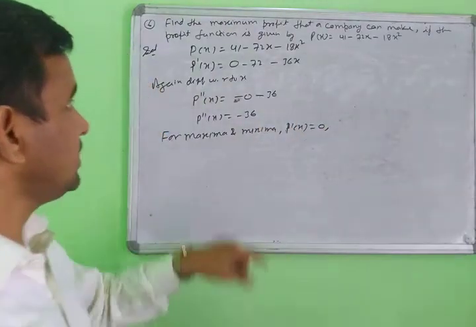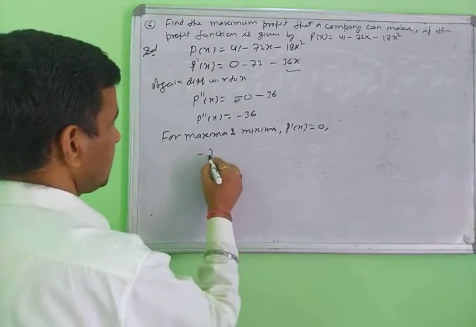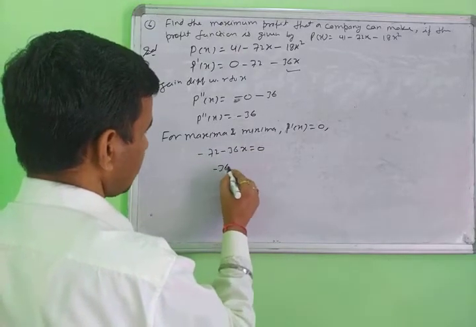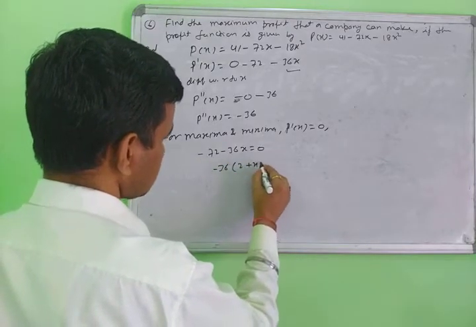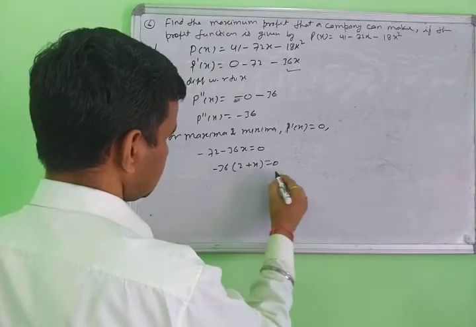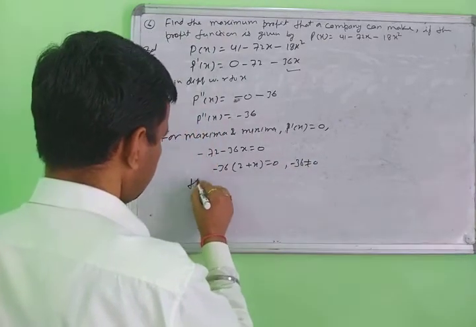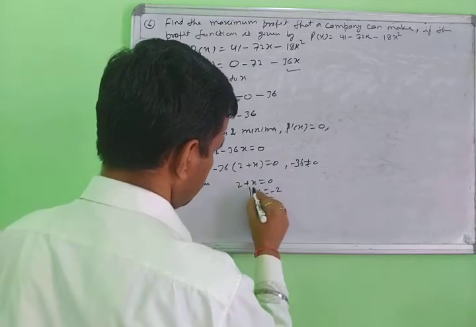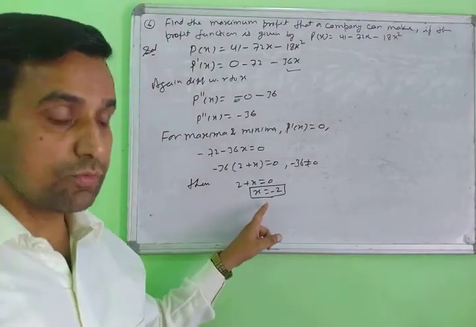So you will put this value equal to 0. P dash equal to 0, so minus 72 minus 36x equal to 0. Taking 36 common, minus 36 times (2 plus x) equal to 0. Since 36 does not equal 0, then 2 plus x equal to 0, x equal to minus 2. This is your critical point.